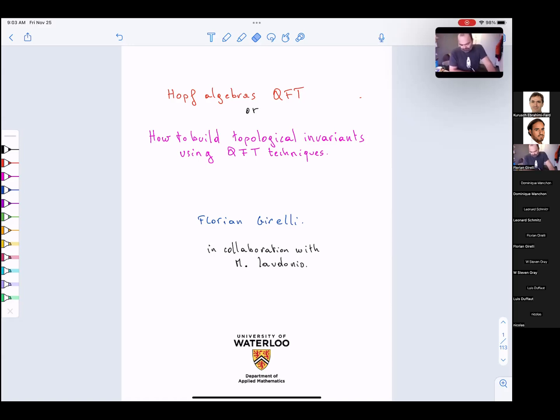So what I would like to talk about today is basically how we can try to use Hopf algebras, or actually what I'm going to emphasize a lot today is that we can use the notion of plane wave to define topological invariants and also use some structures from quantum field theory to achieve that.